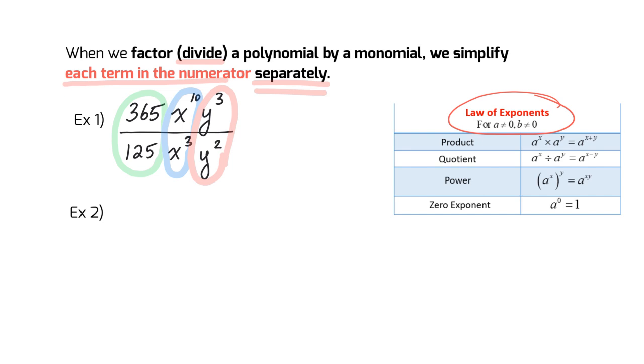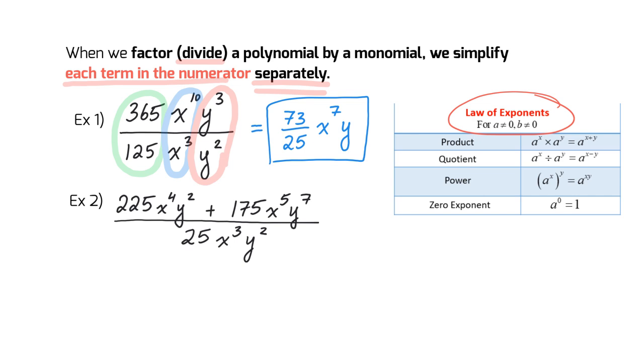We can reduce 365 and 125 by dividing both top and bottom by 5, giving us 73 over 25. We can reduce x to the power 10 over x to the 3 to x to the 7. And y to the 3 divided by y to the 2 leaves us with just y. So this is our simplified expression. We have divided this polynomial. Sometimes you end up with a fraction, and sometimes you end up with a single number.